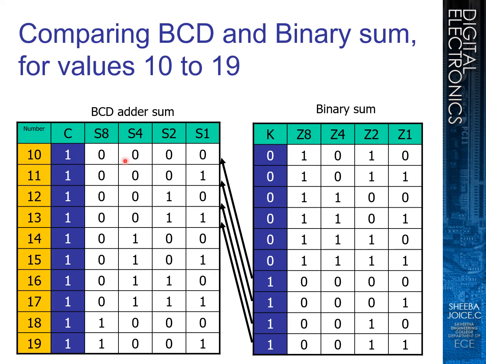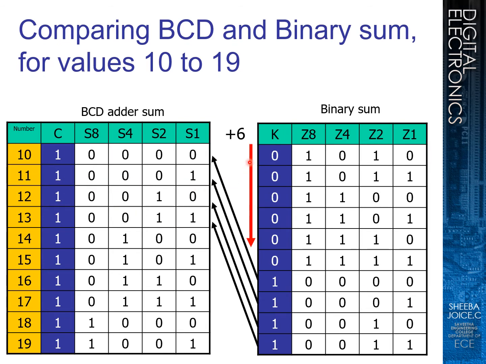Here also 1 followed by 4 zeros. 1 followed by 3 zeros and 1. Here also 1 followed by 3 zeros and 1. So there is a shift, plus 6 has to be added to it. So this shift has to be considered when we are performing BCD addition.